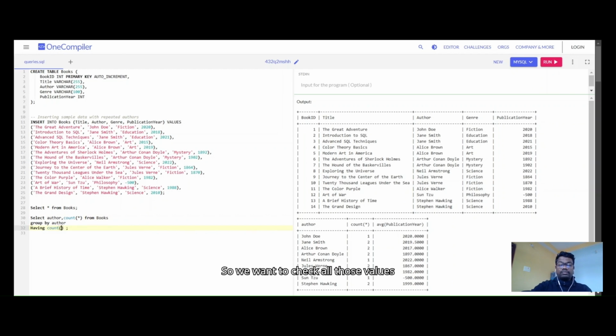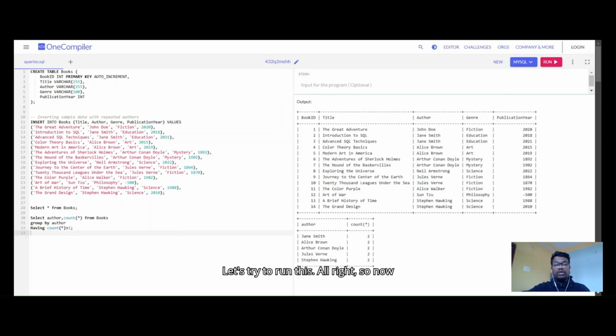So we want to check all those values which have the count more than one. If there's any author which has more than one book in the library, we want to return all those authors. Let's try to run this. All right. So now we are returning all those authors which have the count of books more than one. The having clause is used to filter records after the group by operation has been performed. It's like the where clause, but specifically for grouped data. So Mrs. Harper can also use it to filter authors who didn't meet the specific criteria.